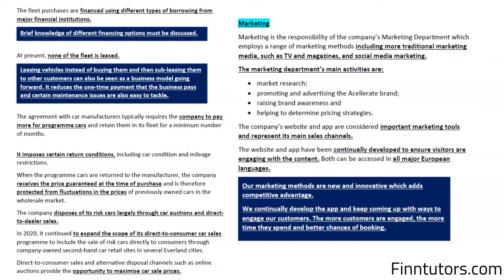Direct to consumer sales and alternative disposal channels such as online auctions provide the opportunity to maximize car sale prices. If you realize that a car is really in demand, everybody needs it, rather than selling it to a dealer, you hold an auction on your website. Since you are a big company, people might be interested.